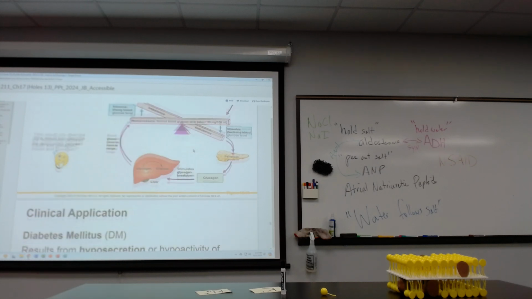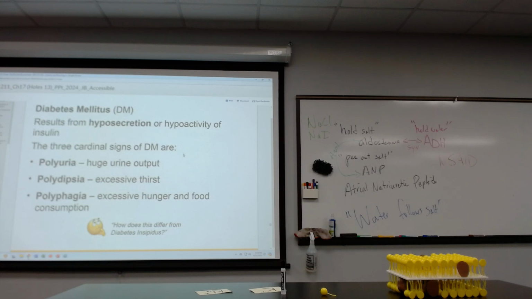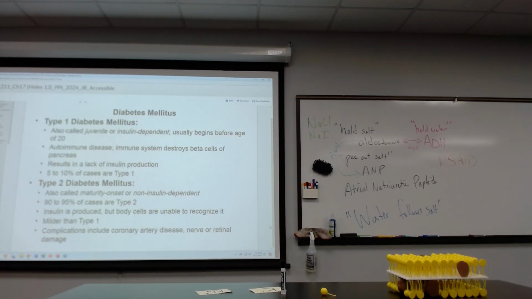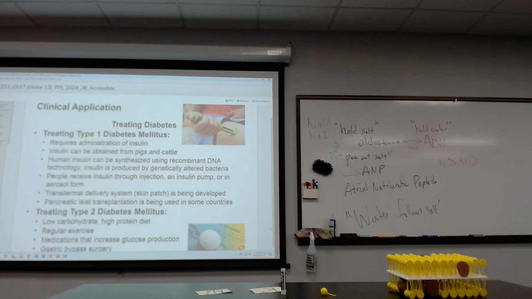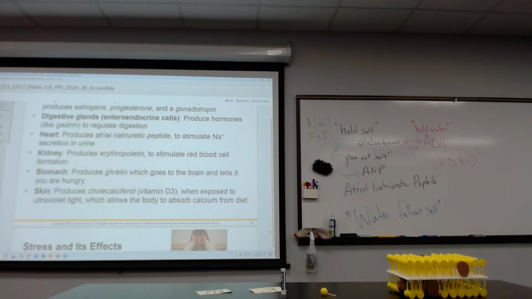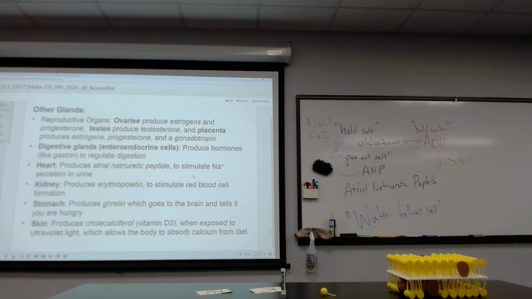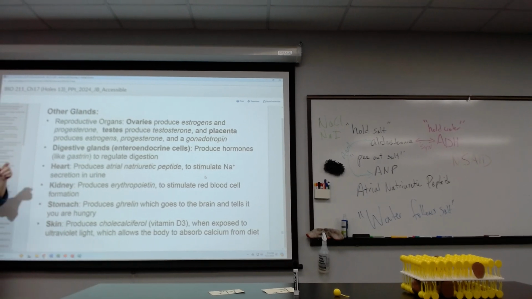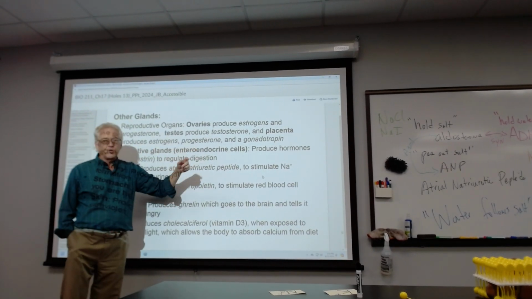Antagonists. See, there's your polys right there that we talked about earlier. Let's see, there's your type 1 and type 2, juvenile, mature onset. And then there's other glands that do other things. All right. The ovaries make estrogen, progesterone. The testes produce testosterone to help the sperm grow. The placenta produces estrogen and progesterone as well.